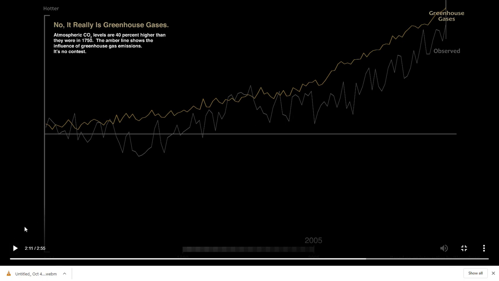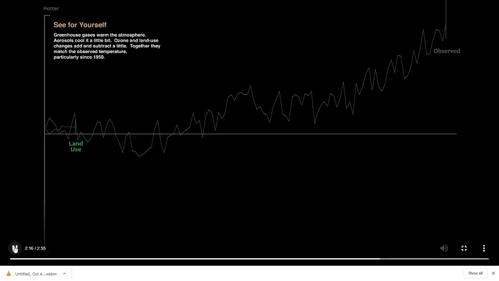See for yourself. Greenhouse gases warm the atmosphere. Aerosols cool it a little bit. Ozone and land use changes add and subtract. Together, they match the observed temperatures, particularly since 1950. So here we go. Land use. Here comes the ozone. Here comes the aerosol. Here comes the greenhouse gases.